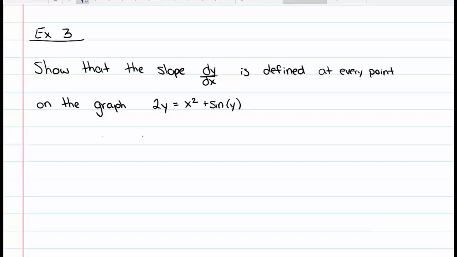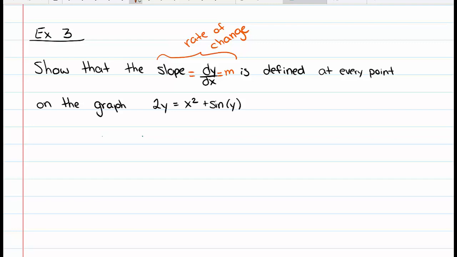All right, off to example 3. In example 3, we want to show that the slope dy dx is defined at every point on the graph 2y equals x squared plus sine of y. Keep in mind that slope is equal to dy dx, which is equal to m. All three of these things represent what? That's right, they represent a rate of change. Remember, the rate of change is slope, is dy dx, is y prime, is m, it's all those things. So we want to show that it exists at every single point on this graph.